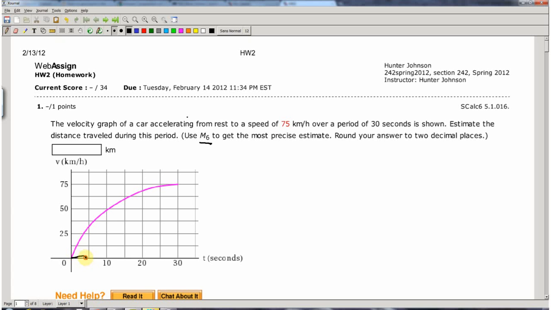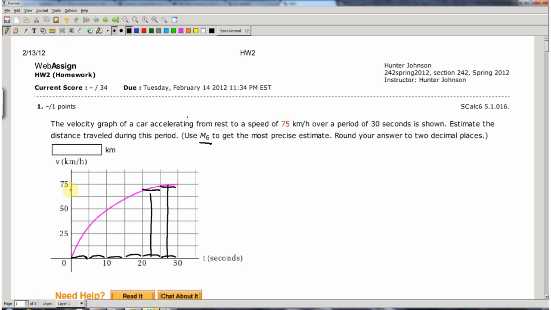So you can see that this naturally breaks up into 6 pieces, right? 1, 2, 3, 4, 5, 6. And they say that they want you to use the midpoint rule, and so that means that the height of each rectangle is supposed to be determined by the midpoint of the interval. Okay, so that makes the approximation more accurate. We talked about that in class a little bit, I think.